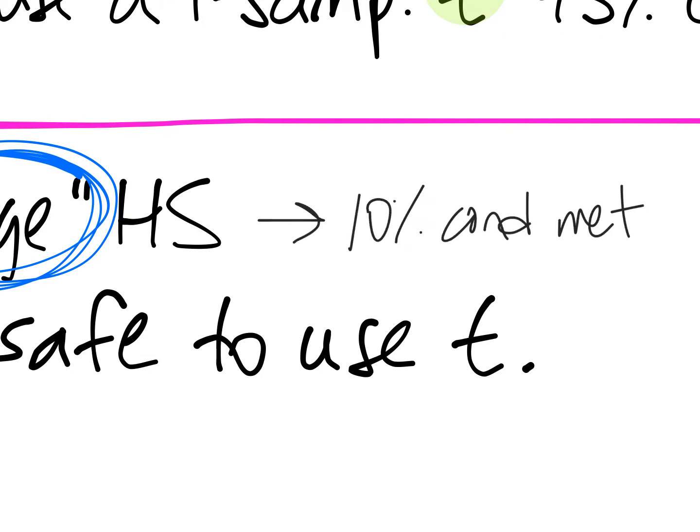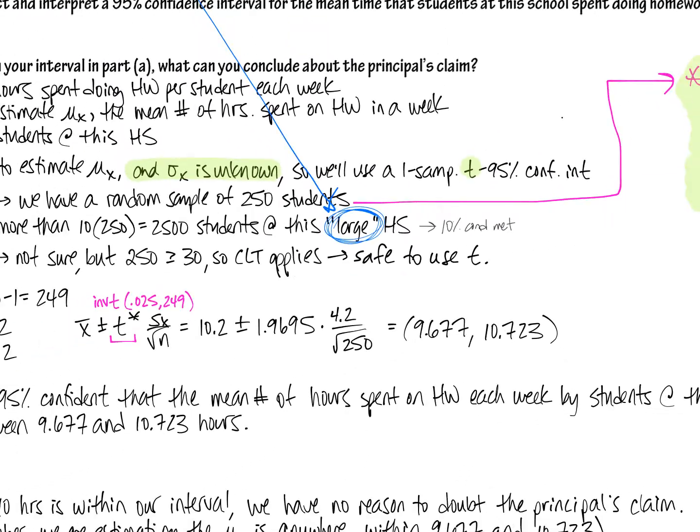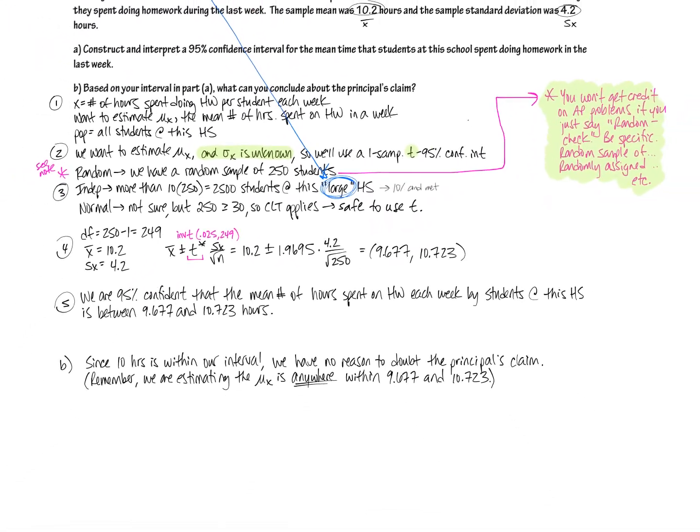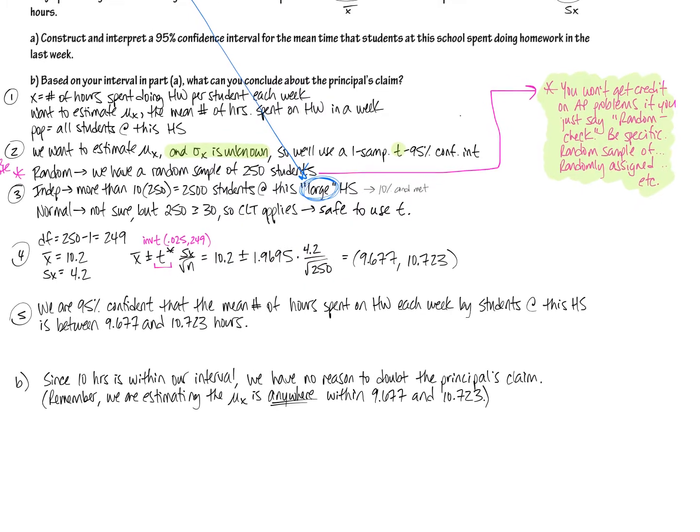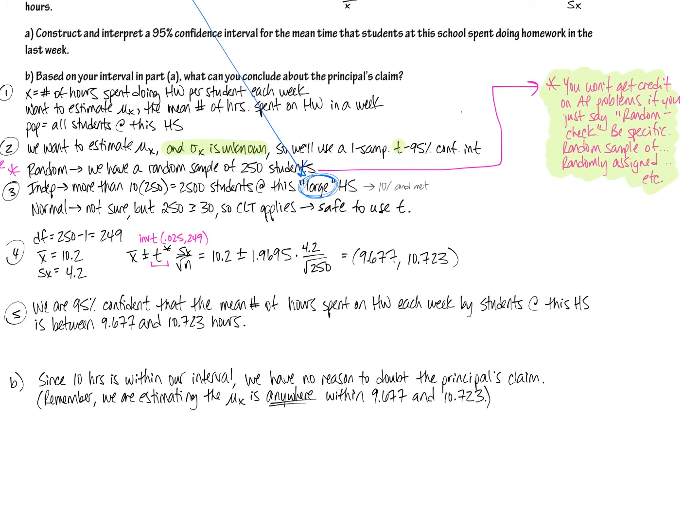Remember, I've told you that other textbooks use like a 5% condition or other percent conditions based on the textbook. So you want it to be really clear what conditions it is that you're checking.